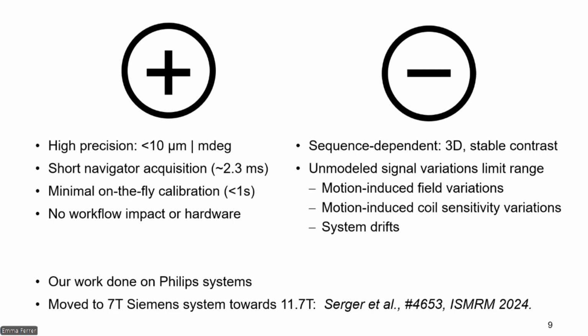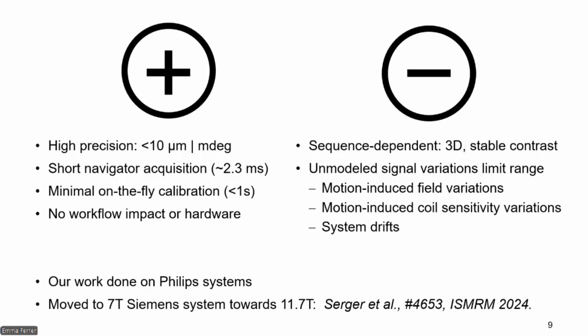The bad things are basically the usual downsides of navigators. We are sequence dependent, so you need somebody who plugs it into your sequence. We are currently bound to 3D with this method, and we need a stable contrast. And of course, as in every navigator method, things you don't model, but that happen, distort and bias your outcome. And there are some effects that happen for large motion excursions, and they are limiting the range of the motion correction.